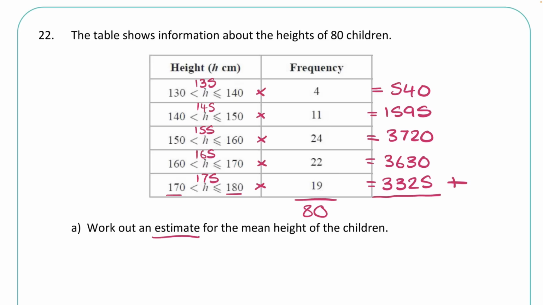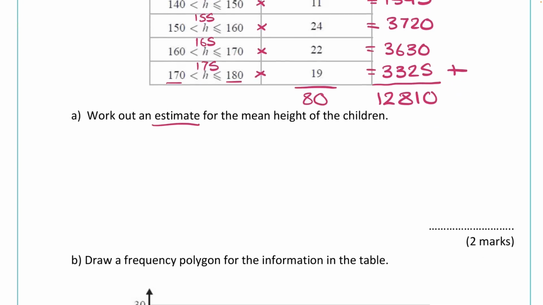all of those together. Take your time when you type them in because you are typing in quite a lot of numbers here, and it's very easy just to accidentally click an incorrect button as you go. So do double check every number that you type in. We want to get this total absolutely perfect. 1595 plus 540 and that gives me an estimated total of 12,810.